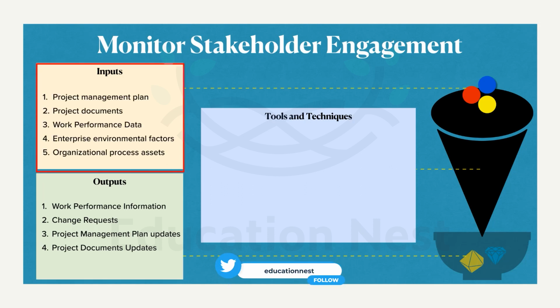Let's move to the inputs. Again, as you can see, the same set of generic inputs. We can refer to all the components from the project management plan, all the relevant project documents like risk register, issue log. The work performance data, anything that is related to the stakeholders, can be referred to, and the default enterprise environmental factors and organizational process assets are also referred.